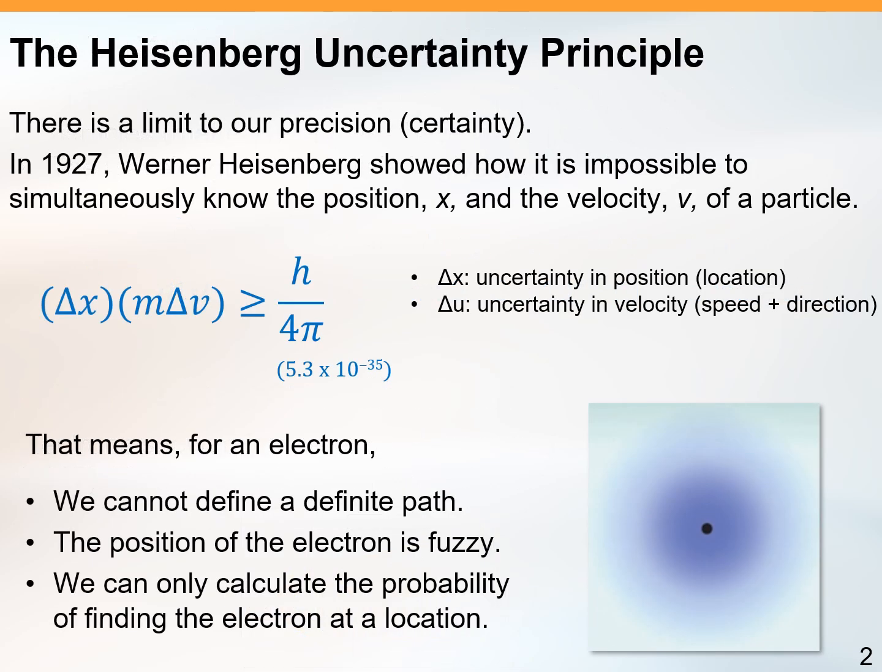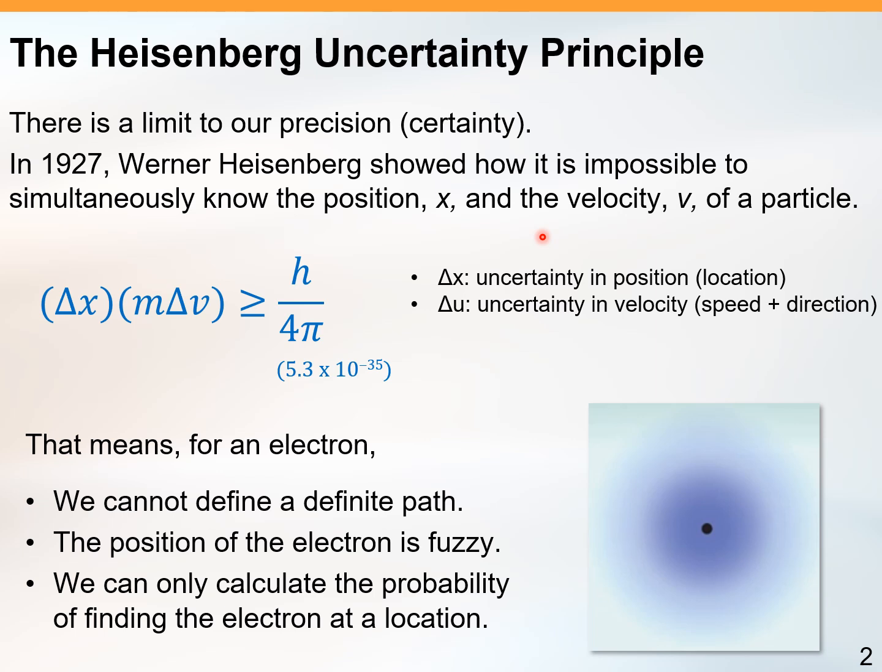One other important discovery that contributed to quantum mechanics was the Heisenberg uncertainty principle. Heisenberg showed that there is a limit to the precision with which we can measure complementary properties. For a particle, it is impossible to simultaneously measure its position and velocity. In other terms, if you know one, then you cannot know the other.